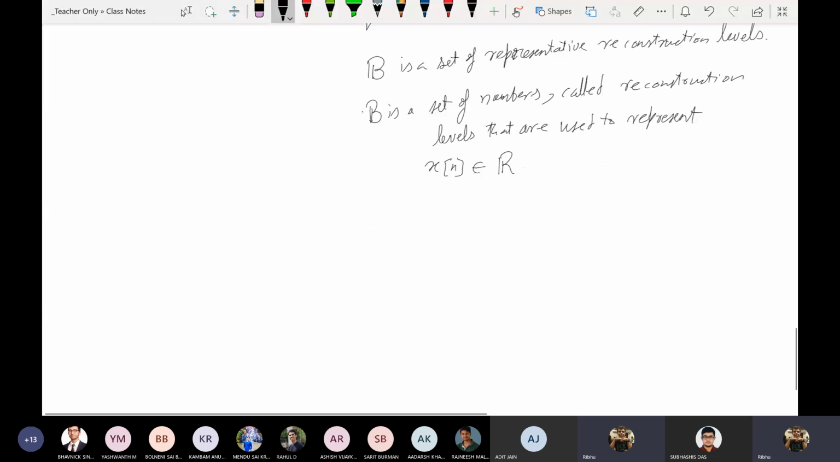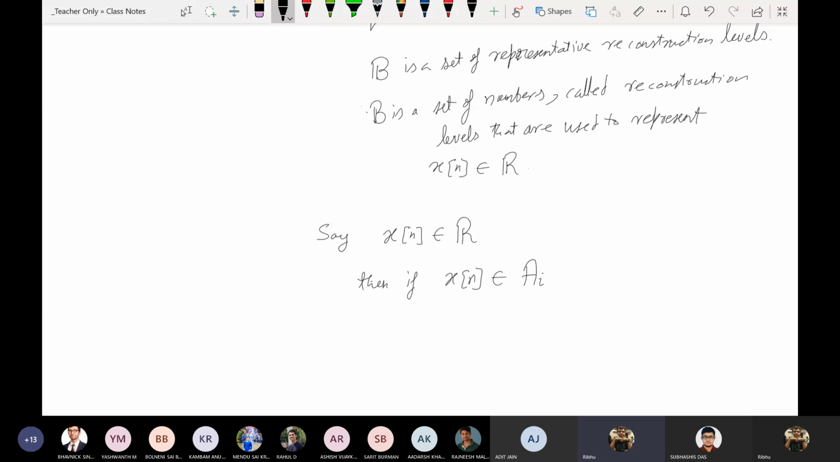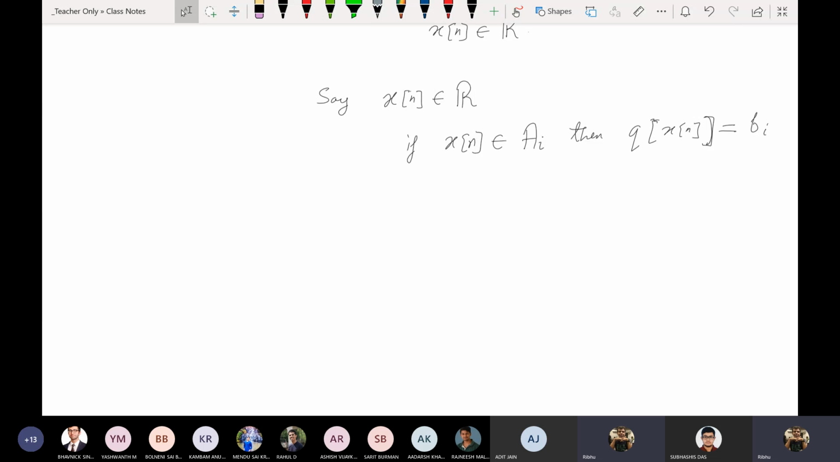What we are basically doing in quantization is that, say, if x[n] lies in the interval A_i, then Q of x[n] equals p_i.